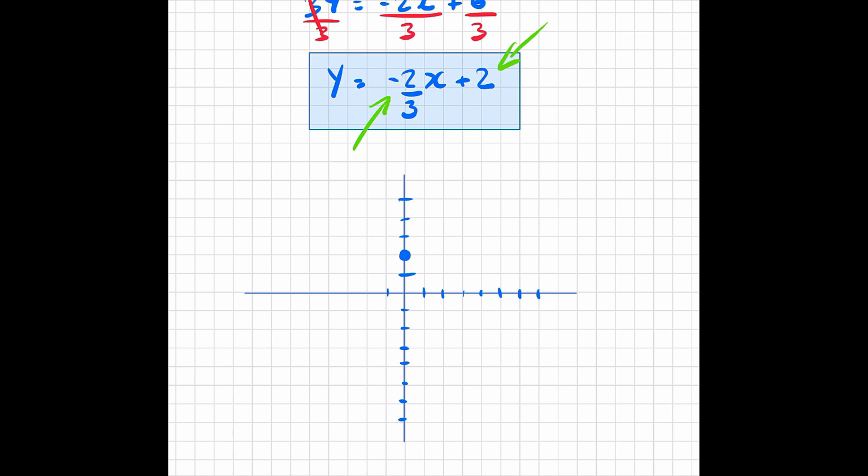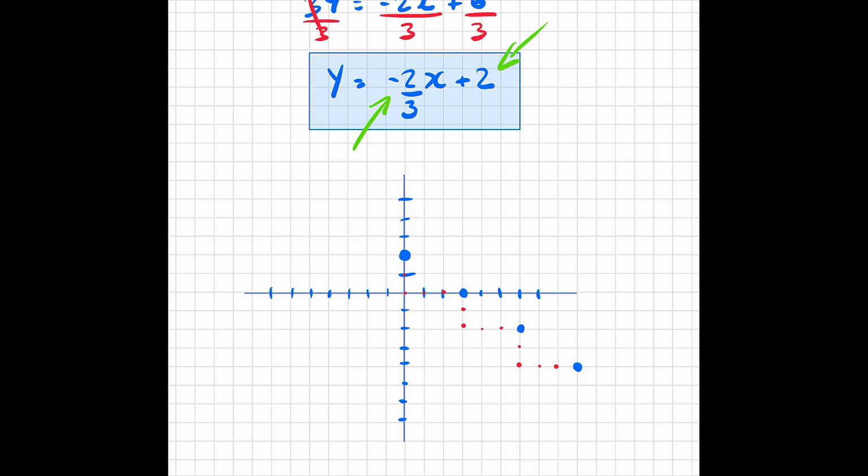Okay, so I'm going to go down 2 and right 3. Here we go. So I'm going to go down 1, 2 and right 1, 2, 3. So I've got a point right there. I'm going to go down 1, 2, and I'm going to go right 1, 2, 3. So I'm going to have a point right there. And I would go down 2 and go right 1, 2, 3. So I have another point right here. And remember that the slope is negative.